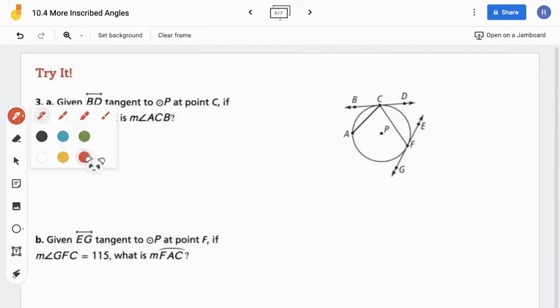Okay, if BD is tangent to C, and we know that AC, this arc right here, is 88. If we're then looking for this angle, we know it has to be half, so this angle is going to be 44. Okay, I want you to take a minute and try to see if you can solve this part B before you watch the answer. Go ahead and pause the video and solve part B.